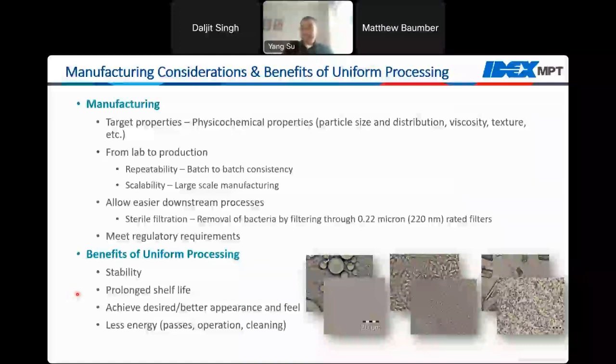And I also mentioned texture and viscosity. So the particle size and distribution can also allow you to achieve desired or even better appearance and feel of the product. And the last thing is, if you are able to achieve a very efficient process, that means you are able to save a lot on the production costs, such as you can save energy using a lower number of passes, etc.